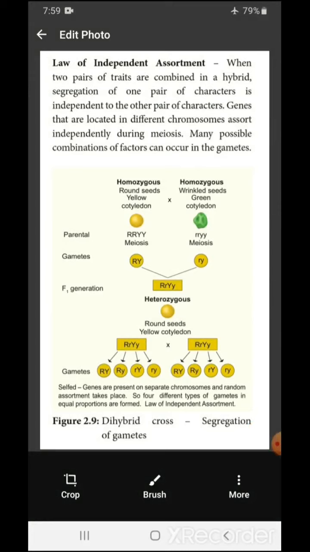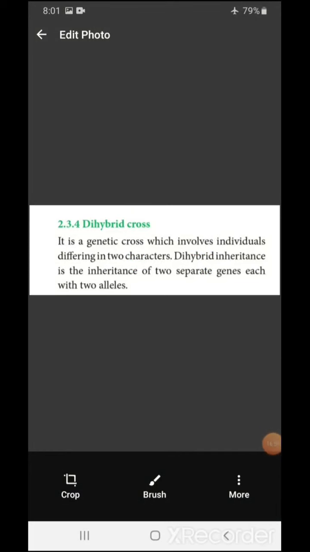Now, we are going to discuss the next topic, dihybrid cross. What do you know about dihybrid cross? It is a genetic cross which involves individuals differing in two contrasting characters. So already we know what is monohybrid cross. The cross involves individuals of a single contrasting character. Now, the dihybrid cross is the genetic cross which involves differing in two contrasting characters.